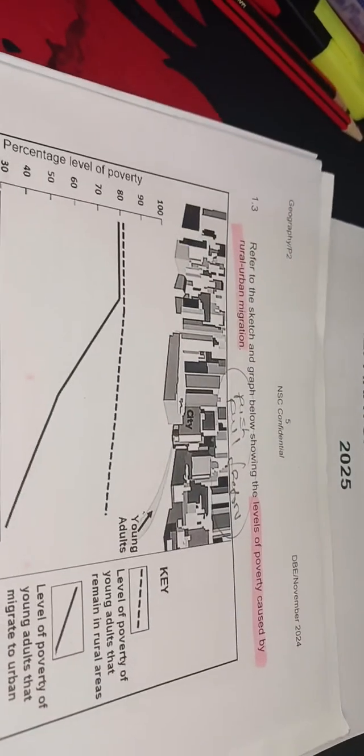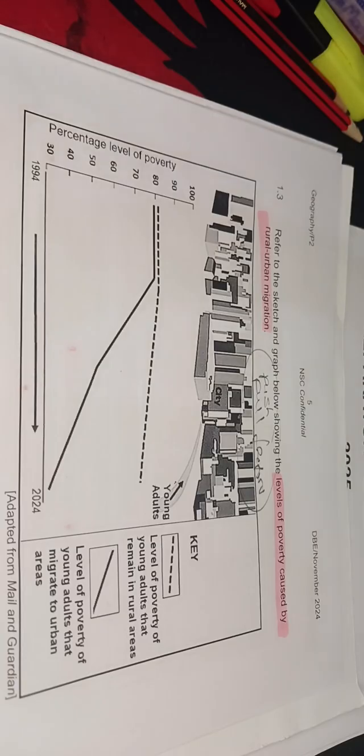So that's why here they're saying the young adults in terms of age, which means we are likely to be left with an aging population. What else do you have? The level of poverty of young adults that remain in rural areas. Then you've got the level of poverty of young adults that migrate to urban areas. So you look at the trend now: the ones going to the urban areas are better off compared to the ones that remain in the rural areas. That's basically what they are trying to depict on this graph.